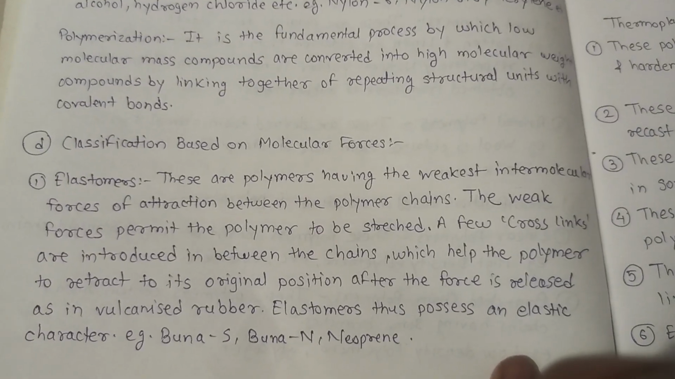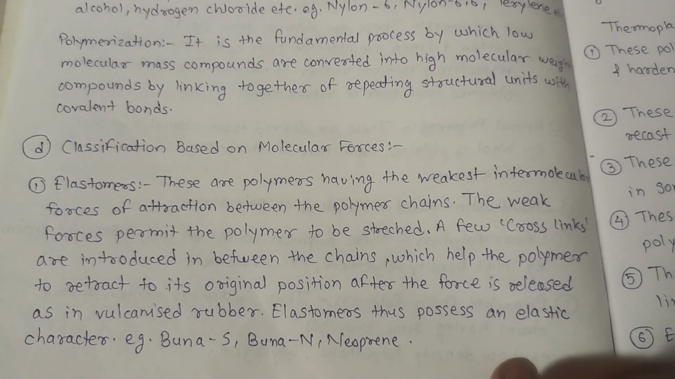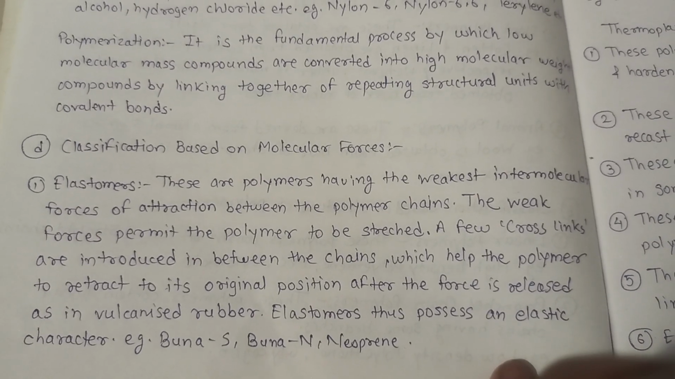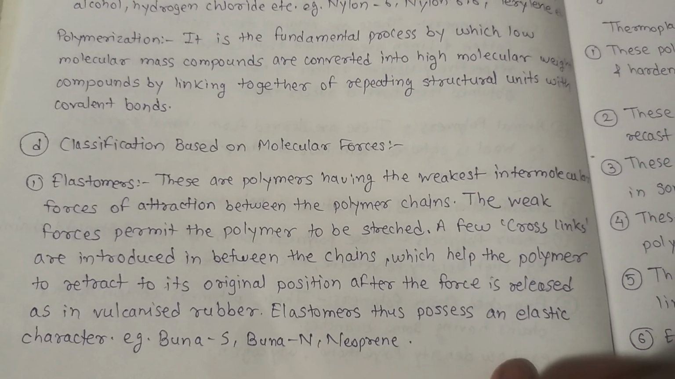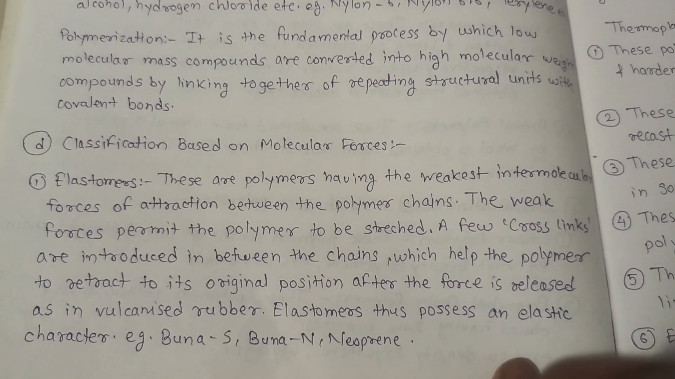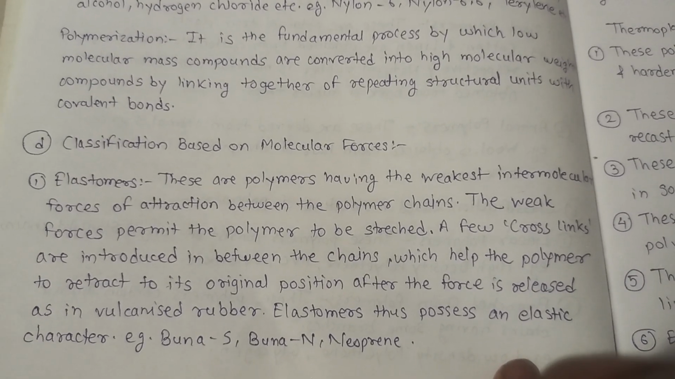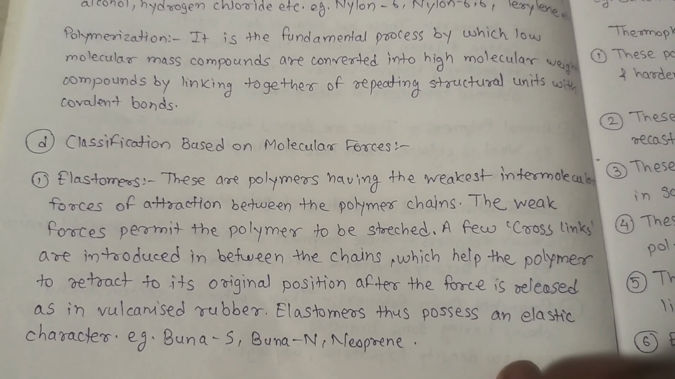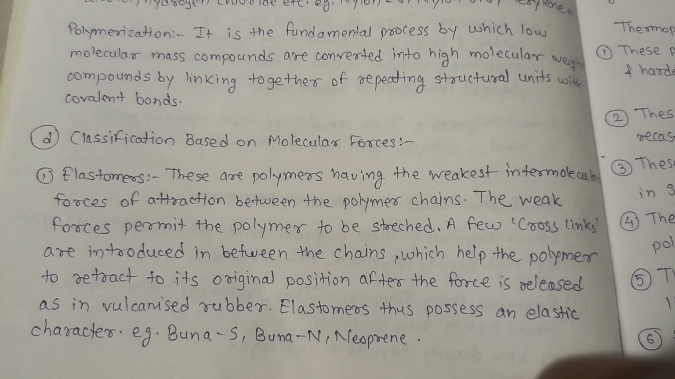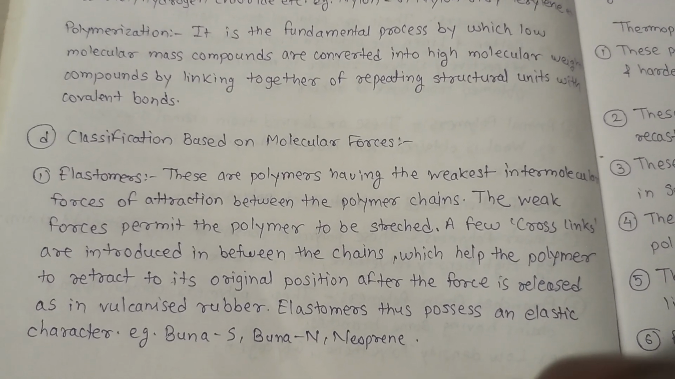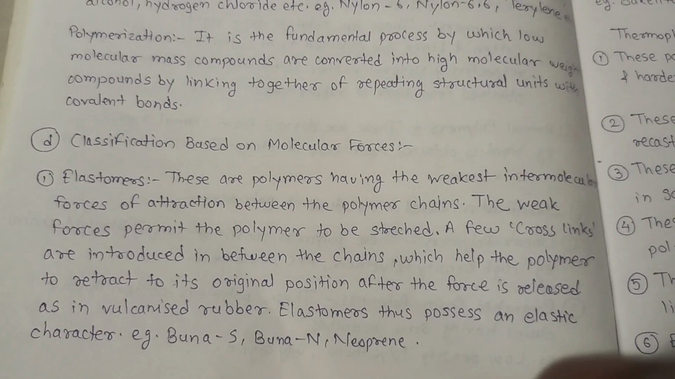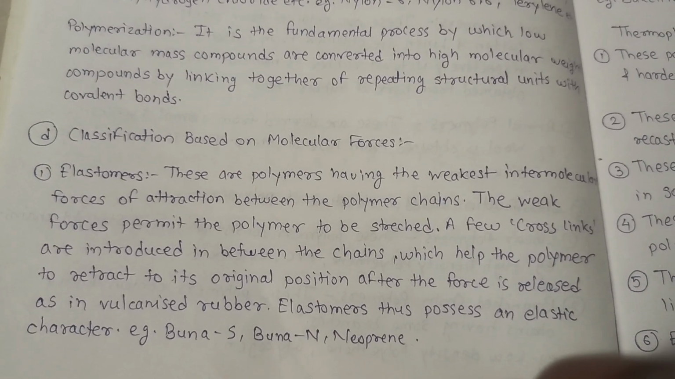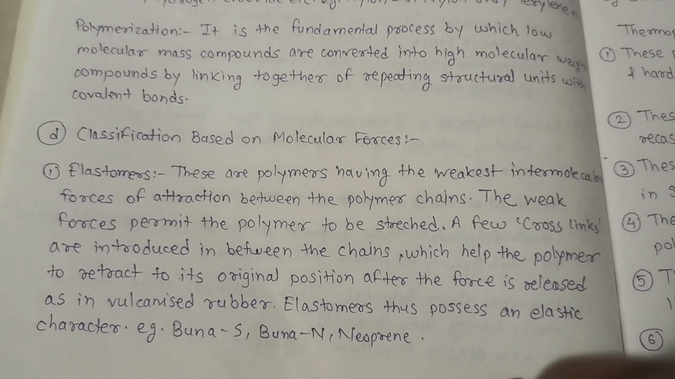These are polymers having the weakest intermolecular forces of attraction between the polymer chains. The weak forces permit the polymer to be stretched. A few cross links are introduced in between the chains, which help the polymer to retract to its original position after the force is released, as in vulcanized rubber. Elastomers thus possess an elastic character. Buna S, Buna N, and neoprene are a few examples of elastomers. So the weakest van der Waals force is present, cross linkages are there, and then they have given the example. That's it for elastomers.